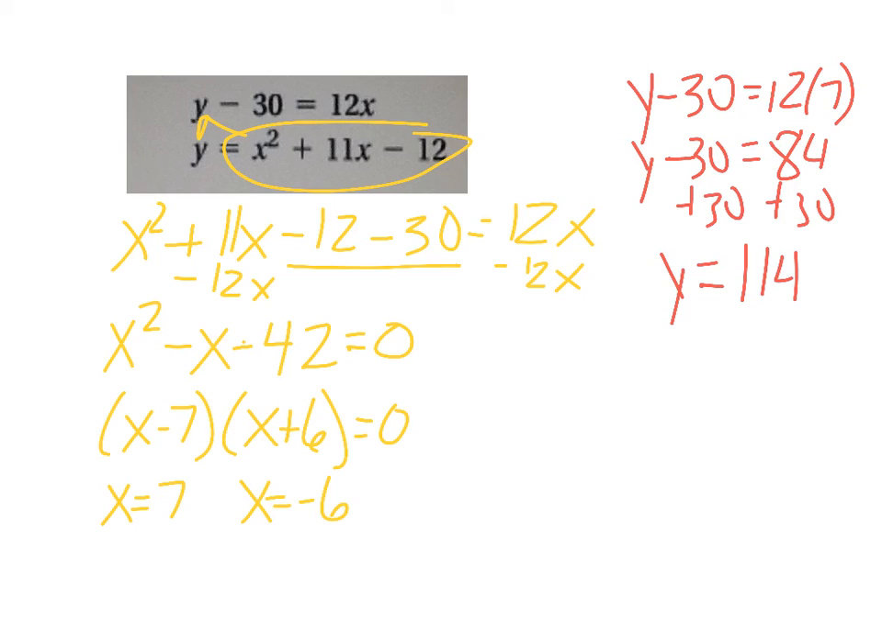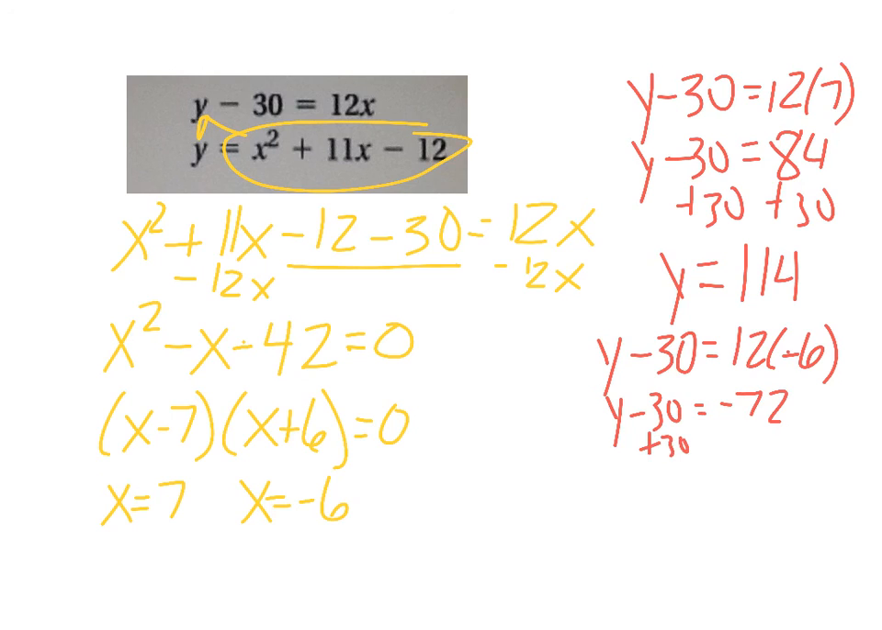For the other value, that gives us y minus 30 equals 12 times negative 6. Kind of break that apart too. 10 times 6 is 60. 6 times 2 is 12. 60 plus 12 is 72. We're at y minus 30 equals negative 72. Adding 30, they're different signs, so y equals negative 42.